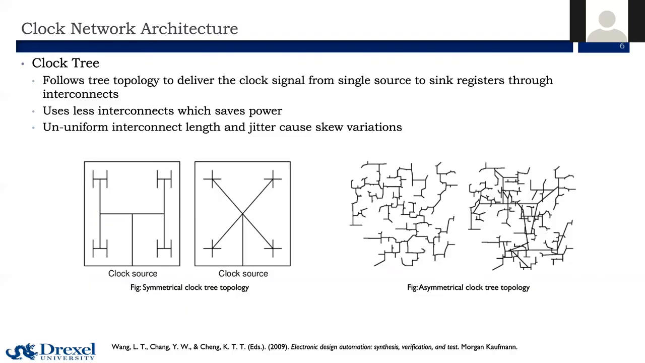In a clock tree, as the name suggests, follows a tree topology. It has a clock source as root and clock inputs, also known as sinks, as leaves and buffers as nodes of the trees. This topology uses less interconnects, which saves power. However, these interconnects are unevenly routed, causing skew variations. Clock trees can be symmetrical like H trees or X trees, and they could also be asymmetrical.